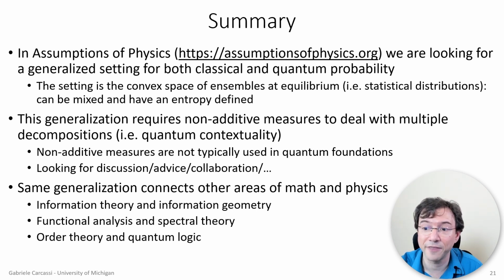And what is really good about this approach is that the same generalization connects to other areas of math and physics. Information theory and information geometry can be recovered, as I said: the Fisher information metric, the Jensen-Shannon divergence, all this comes out straightforwardly from our definition. The idea of functionalizing spectral theory comes out when we have this linear operation on ensembles and we have to look at the possible values. So we're trying to take spectral theory and readapt it to make these things work. And order theory and quantum logics also connect, because the way that we recover classical probability over measurement is very similar to what people did in quantum logic.